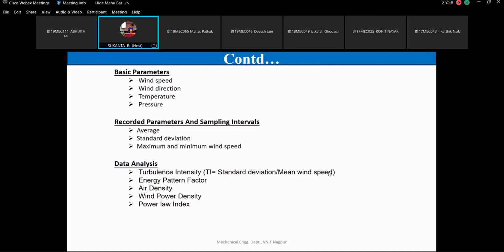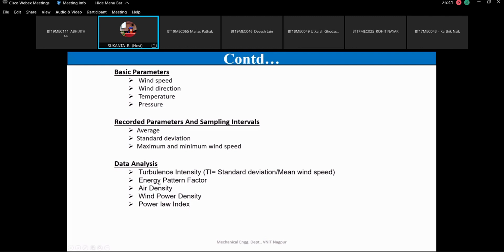So then turbulent intensity, the energy pattern factor, the air density, which we derive from the temperature and pressure, then the wind power density, like how much wind energy or wind power can be generated from 1 square meter area, and the power law index. And the energy pattern factor is how much power we can generate yearly, and turbulent intensity at different heights. What are the changes of wind speed?